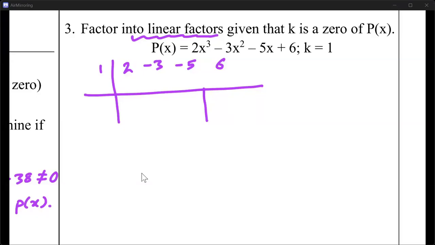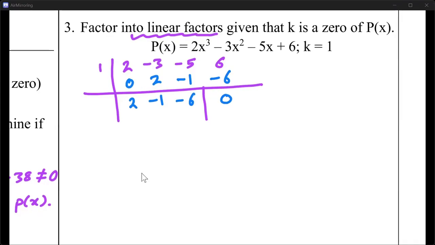And we are dividing by 1. 0 here, 2 plus 0, 2. 1 times 2, 2. Minus 1 here. Minus 6 when you add. So it becomes minus 6 here. That gives you 0. So, okay, k equal to 1 is a 0. Now we agree. But what else do we get?